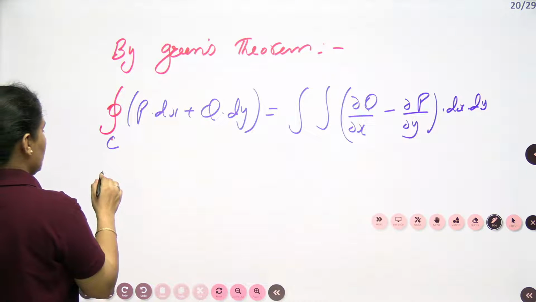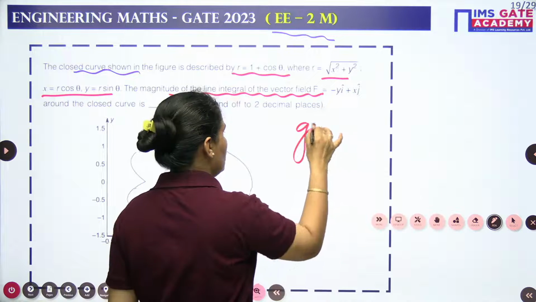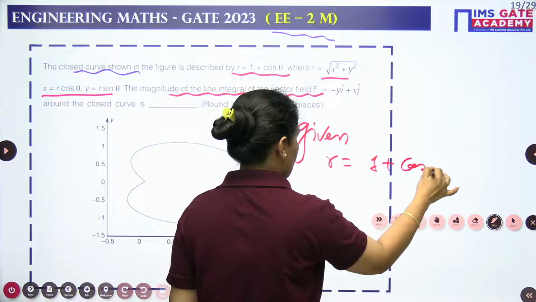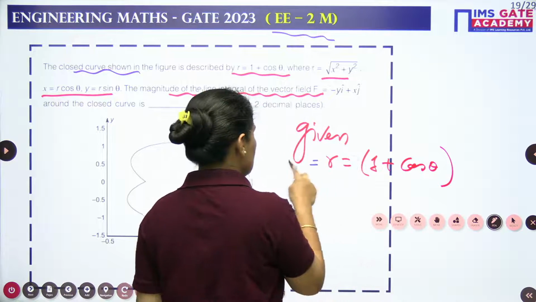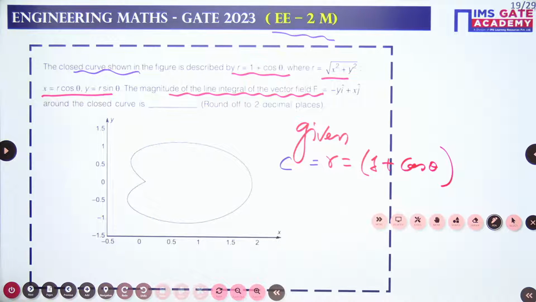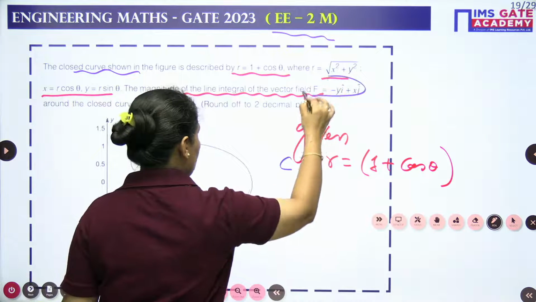So the given curve, you can write down here only, even before that you can write down that the given curve is r equals 1 plus cos theta. This is the curve which is given to me. I will go with this curve only, FDR. Okay.